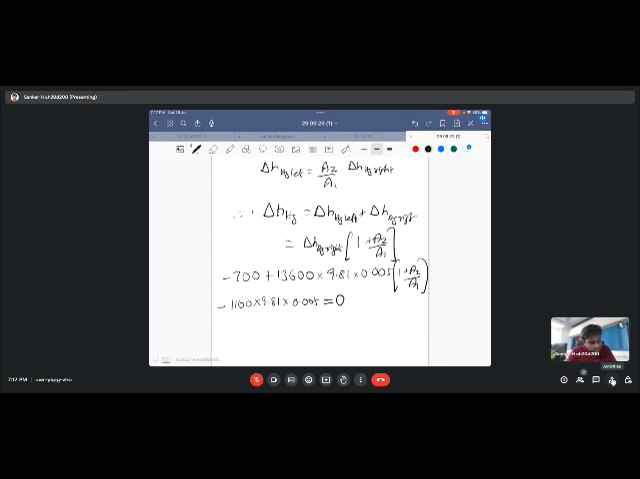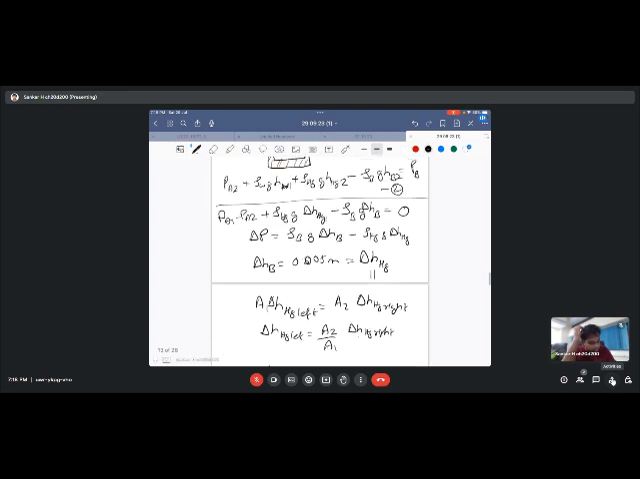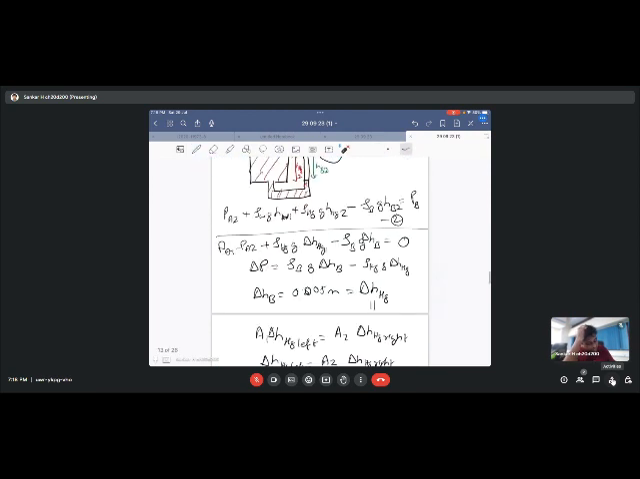Now we can solve this equation that starts from here to here. You can just find out the value of A2 by A1, and in fact that is what is being asked in the question over here. Determine the ratio of A2 by A1.